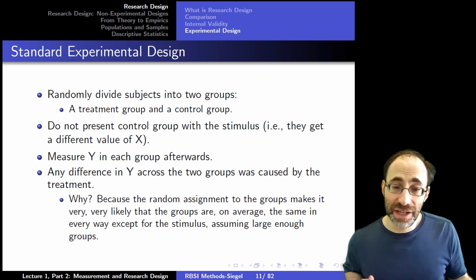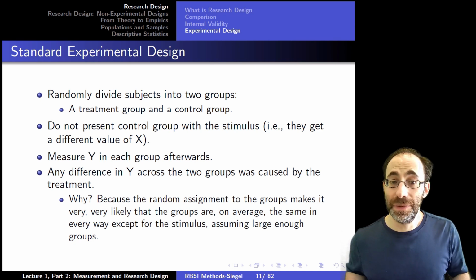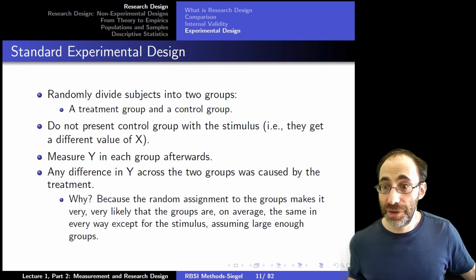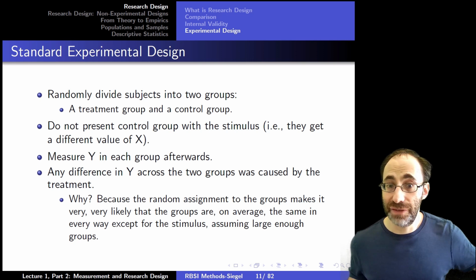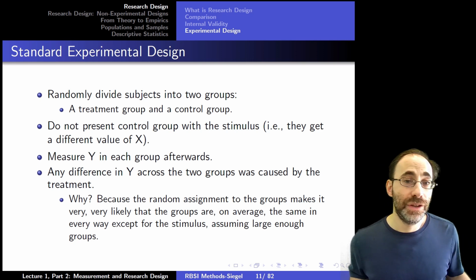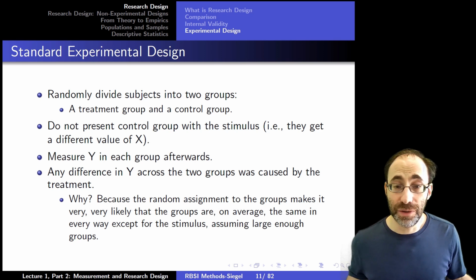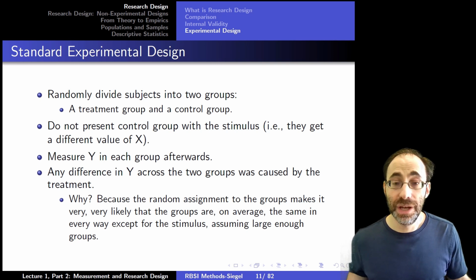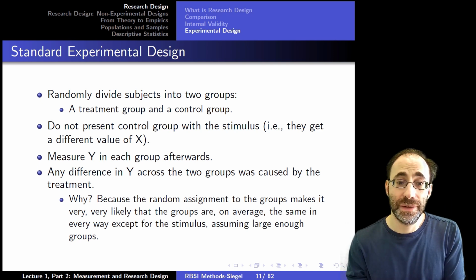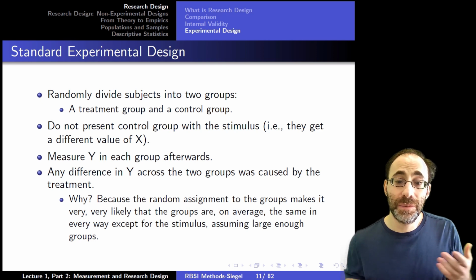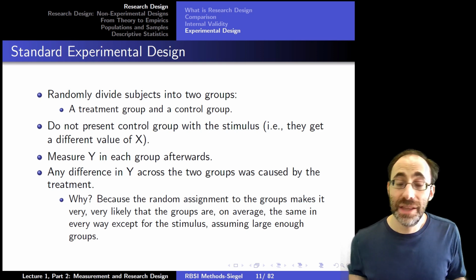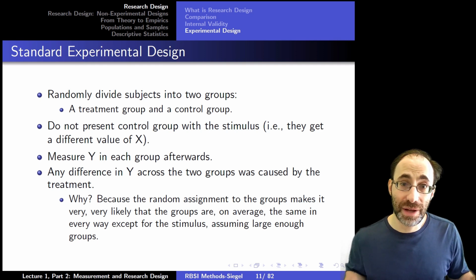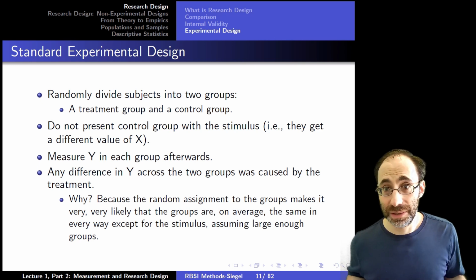The standard experimental design does this, again, via randomness. Right? You randomly divide subjects into two groups, a treatment group and a control group. You don't present the control group with the stimulus, right? They don't get the different value of X. They get the original value of X. You measure the outcome variable Y in each group afterward, and then you assign any difference in the outcome variable Y between the two groups to the cause of the treatment, right? Why? Because the idea is that random assignment makes it very likely that the groups on average are the same in all ways except for the stimulus you applied, except for the treatment, assuming large enough groups.